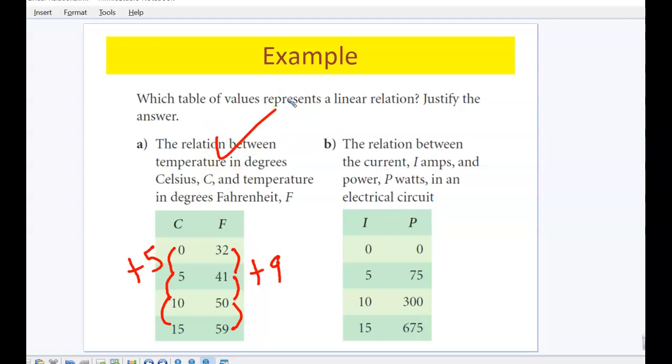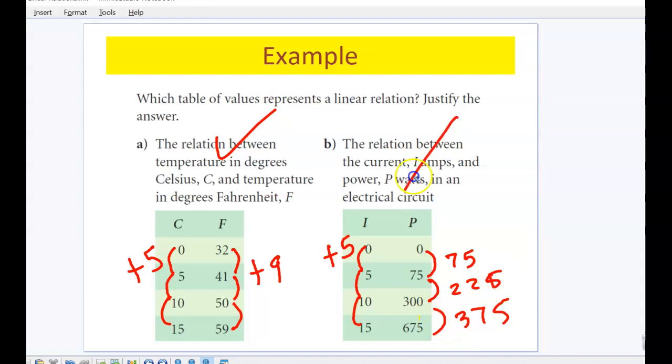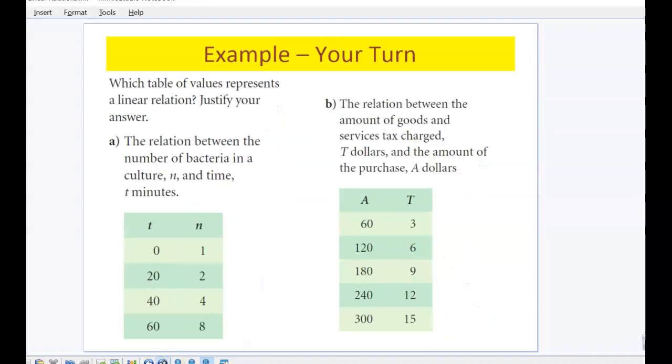The relation between current, which is measured in amperes, and power, which is measured in watts. Here I have a constant change in the amperage of +5, but the power is not a constant change because it's 75, then it's 225, then it's 375. So this is not a linear relation. Okay, I want you to pause the video and see if you can decide which of these or both are linear relations.